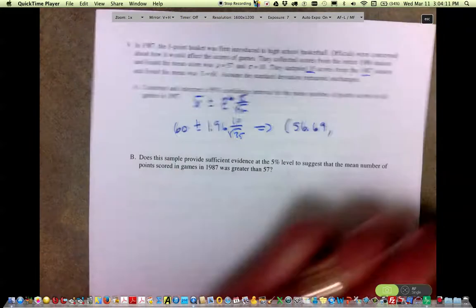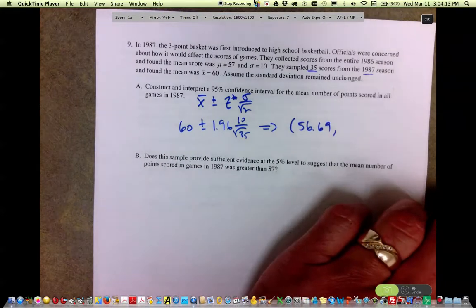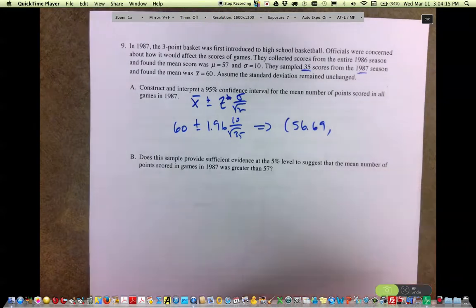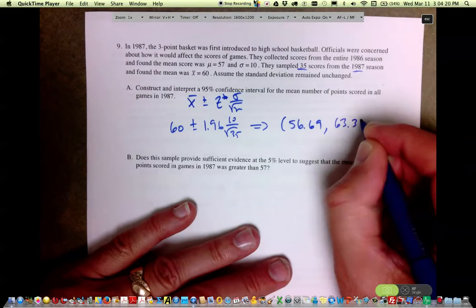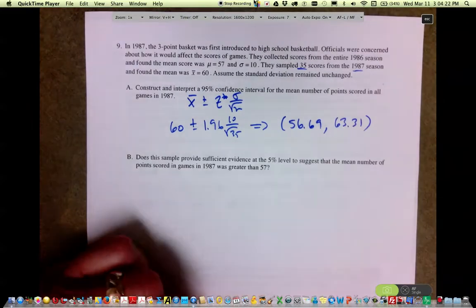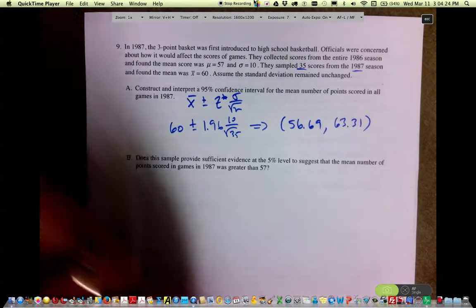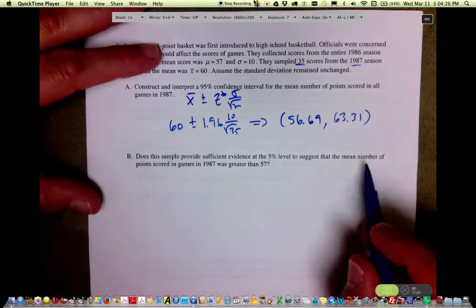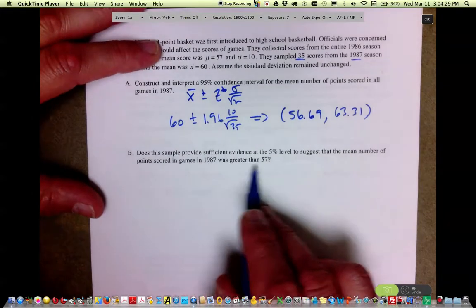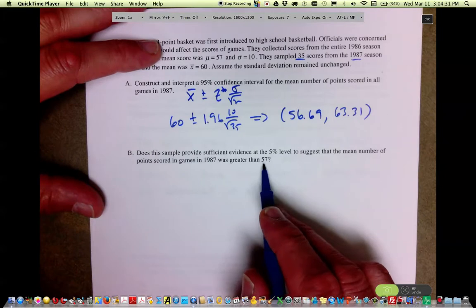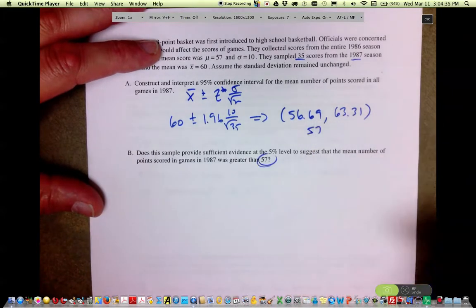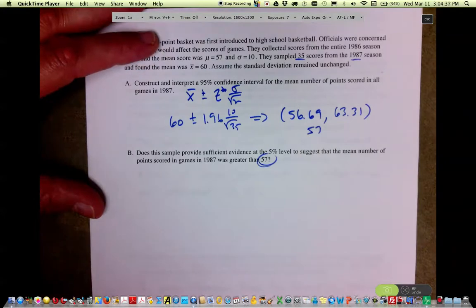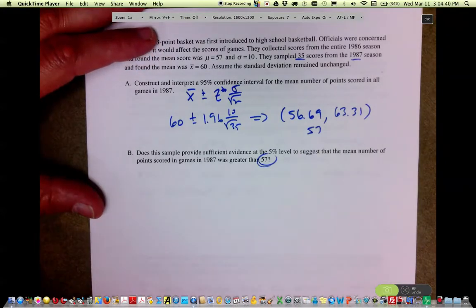And the upper bound is 63.31. All right, then, does this sample provide sufficient evidence at the 5% level to suggest that the mean number of points scored in 87 is greater than 57? All right, so if you look at it up here, 57 is in this interval. My guess is that we're going to fail to reject. 57 is a plausible value.